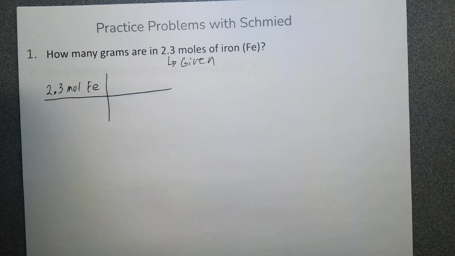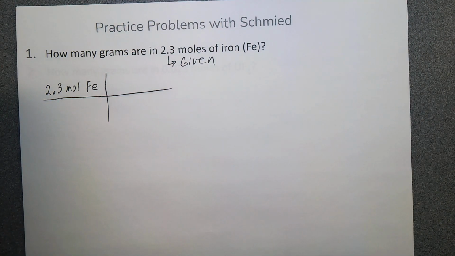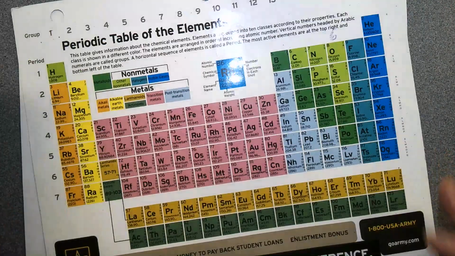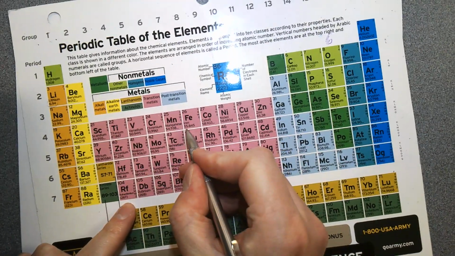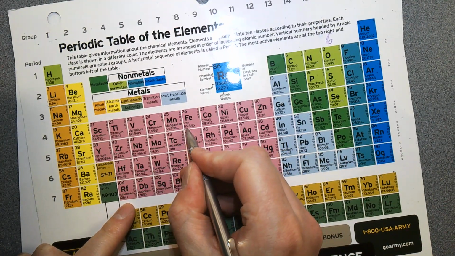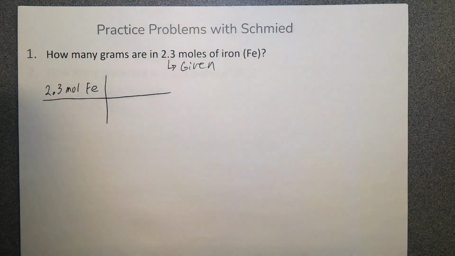And next, we need to know, all right, how much does iron actually weigh? Well, I can look that up on the periodic table. Iron is Fe. There's Fe. We're going to do 55.85 because we're going to 2 decimal places.